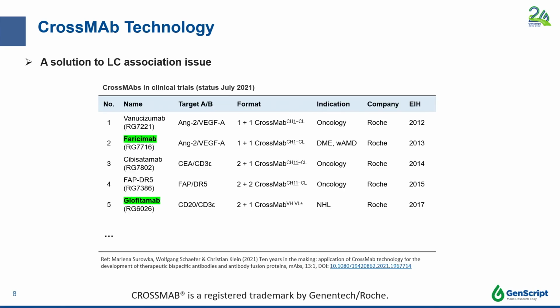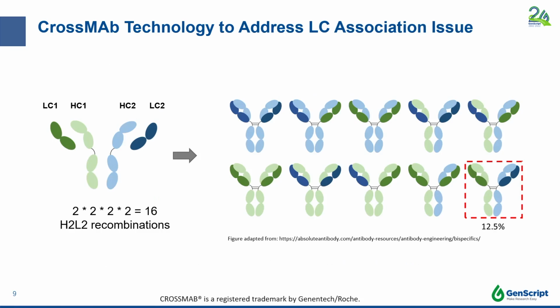So in terms of the cross-mAbs that have been in clinical trials, there are quite a number of them, and they have different formats from a 1-to-1 CH1-CL through to 2-to-1 and 2-to-2, and I'll go into detail what these CH1, CL, and VL mean.